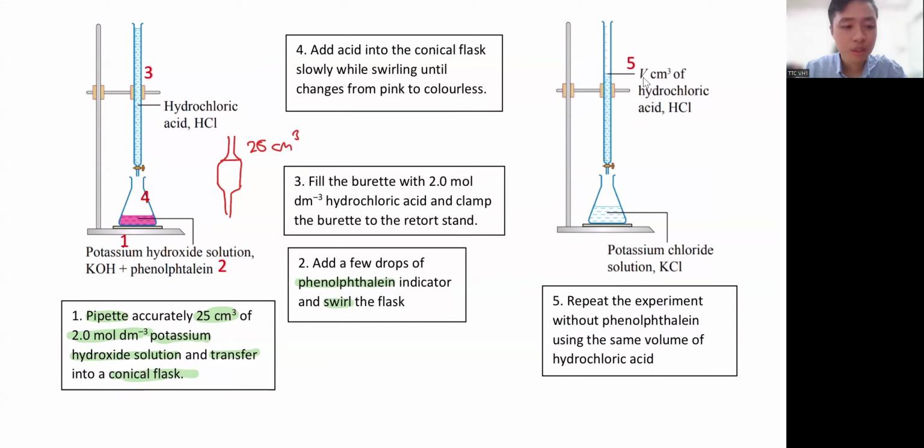Swirl means you move it within a circle. What's the color of universal indicator? For acid it's red color. For neutral it's yellow color. I think you can check it. For alkali it's green color. But normally we don't use universal indicator much.